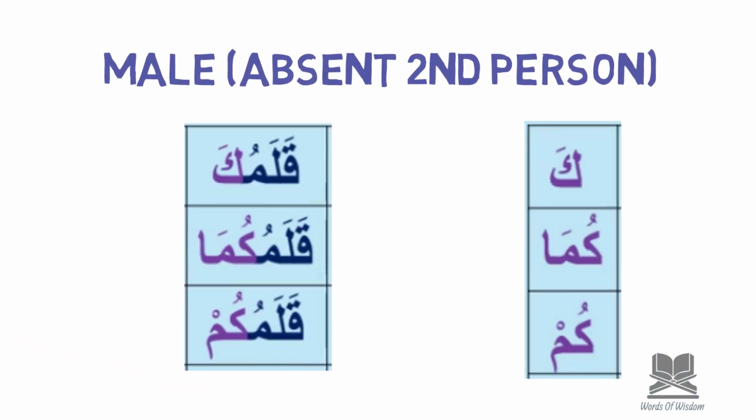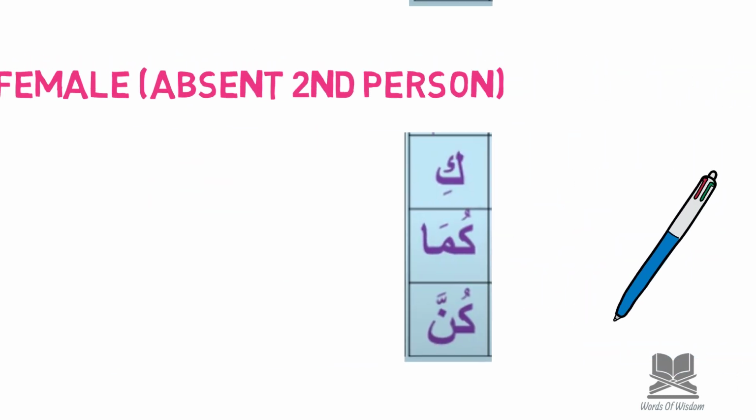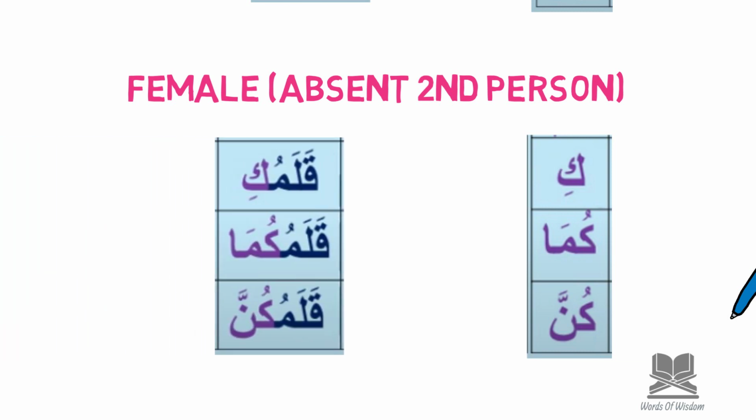Now let's move on to second person. Second person is the people in front of you. Let's do the male. Your pen, both of yours, and all of yours. So it's ka, kuma, and kum for the male. So it's qalamu ka, qalamu kuma, and qalamu kum. Your pen, both of your pen, and all of your pen. For the women, it is ki, kuma, and kunna. So it's qalamu ki, qalamu kuma, qalamu kunna.